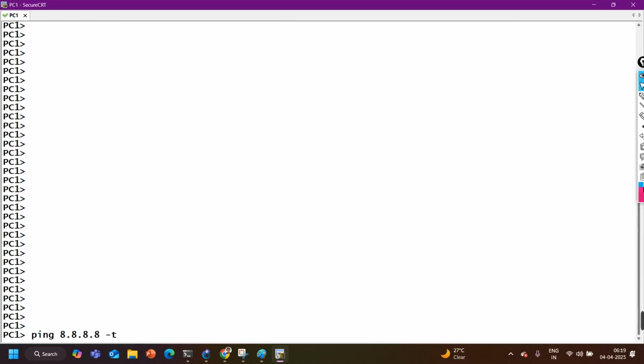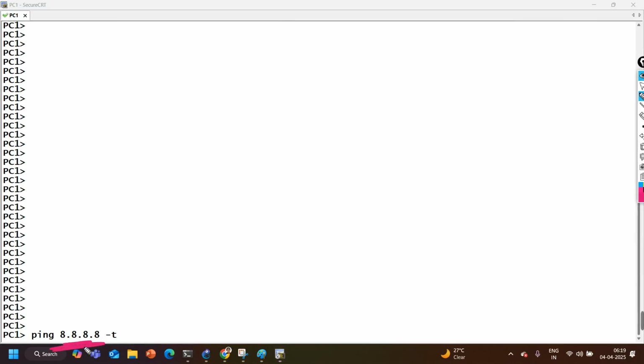Guys, today I have a very interesting question for you. When PC1 is pinging 8.8.8.8, we observed an unexpected traffic pattern. Let me tell you what is happening over here. When this host is pinging 8.8.8.8, the reply for the first packet is coming, but the second packet is getting dropped. Again, the reply for the third packet is coming, but the fourth packet is getting dropped. The reply for the fifth packet is coming, but the sixth packet is getting dropped.